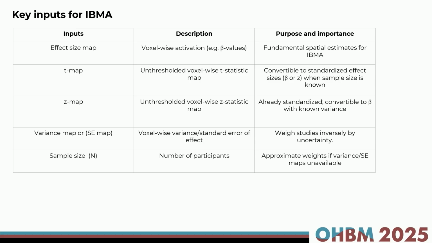Additionally, we also have the variance map, which represents the voxel-wise variance or standard error of the effect. And it is useful if we want to weigh the study inversely by uncertainty. And sample size is also another key input for IBMA. It represents the number of participants, and when the variance or standard error maps are unavailable, we can use the sample size to approximate weight.